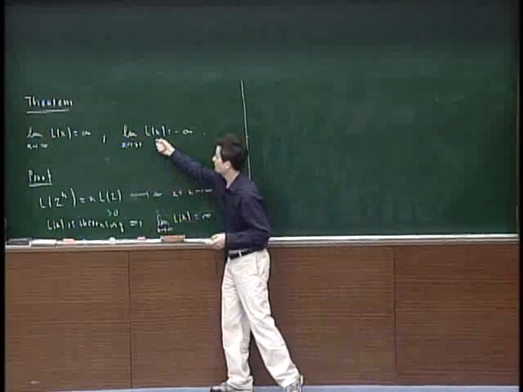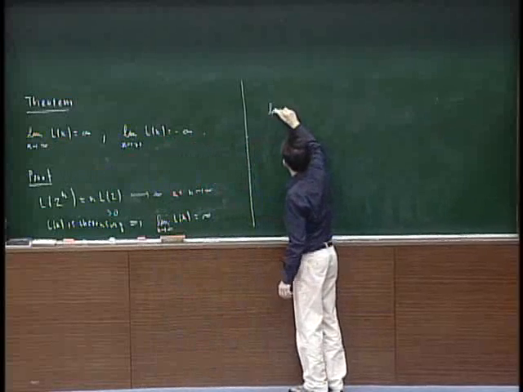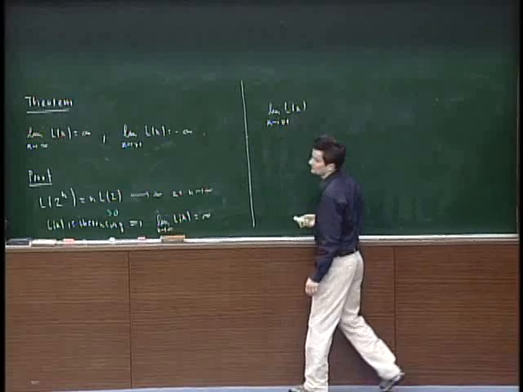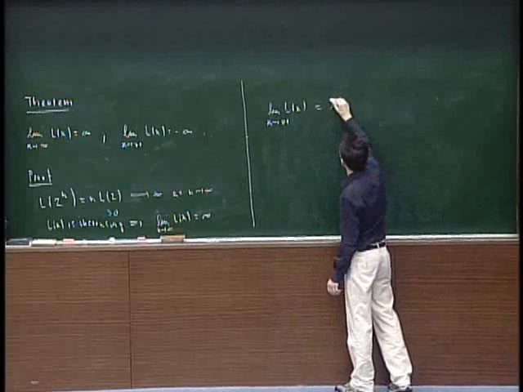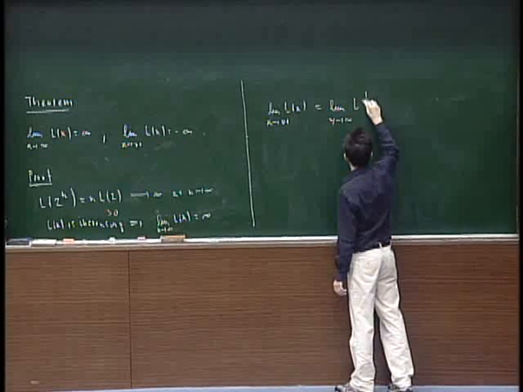Now, of course, this is trivial. This follows from this one. Because if you want to compute this limit here, what you can do is write this as the limit as y tends to infinity of L of 1 over y.